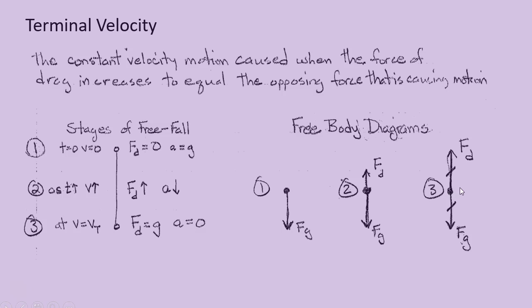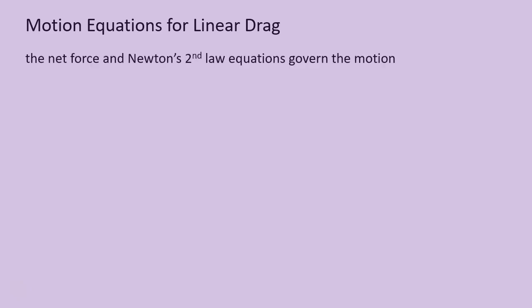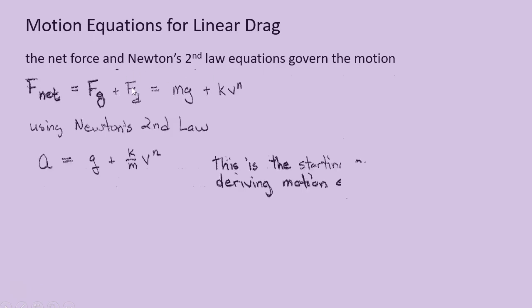So let's take a look at how we would calculate this. And first, let's talk about the motion equations for linear drag. The net force equation and Newton's second law equation govern this motion. And if we take a look, the net force equation tells us for an object falling, the force of gravity plus the drag force is going to give us the net force. The force of gravity is m times g, and we know the drag force is k times v to the nth power. Then we can use Newton's second law.